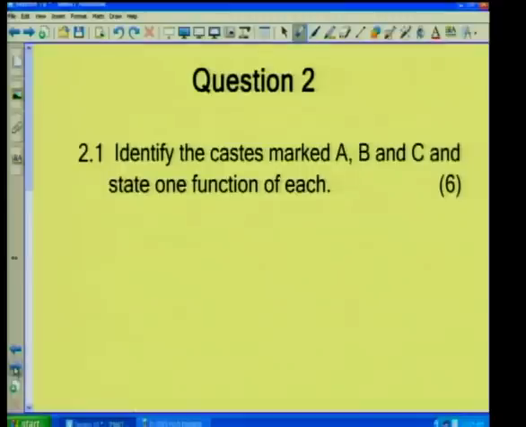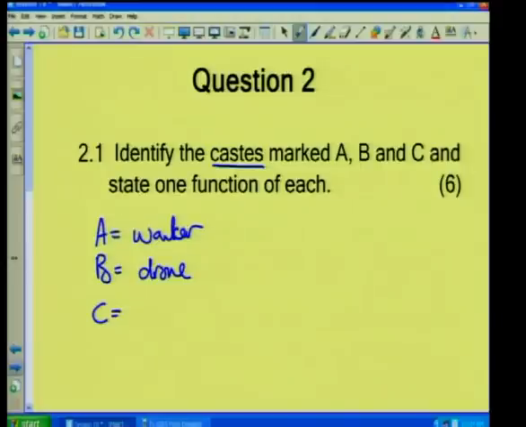All right, people, let's identify the castes. Remember, castes are your three social groups marked as A, B, C. Well, I remember that A was our worker and B was our drone. Why? He had larger eyes and a small abdomen, and he was bigger than the worker. And C is definitely our queen. Why? Huge, big, fat abdomen.